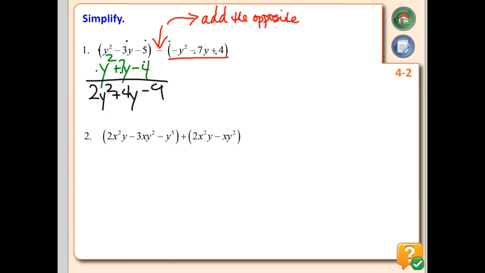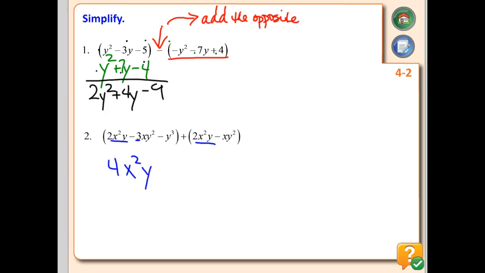Now, let's go ahead and look at the last equation here. And it's plus, so we don't have to worry about anything. Who's going to combine with 2x squared y? Oh, yeah, we've got 2x squared y over here. So that's going to give me 4x squared y.